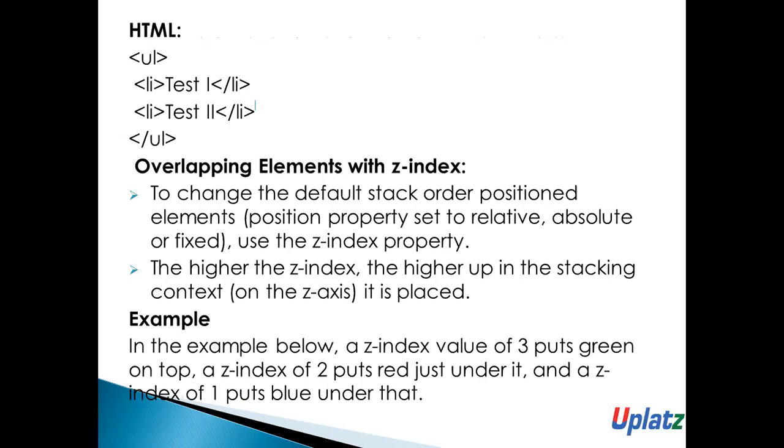Next is overlapping elements with z-index. How to do that? To change the default stack order, position elements set to relative, absolute or fixed, you need to use the z-index. The higher the z-index, the higher up the stacking order the content is placed. For example, a z-index value of 3 puts green on top, a z-index of 2 puts red just under that, and a z-index of 1 puts blue under that.